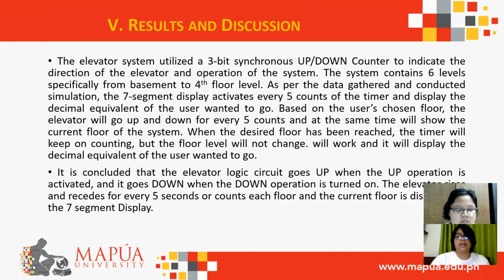As per the data gathered from the conducted simulation, the 7-segment display activates every 5 counts of the timer and displays the decimal equivalent of the user's desired level. So based on the user's chosen floor, the elevator will go up and down for every 5 counts, and at the same time will show the current floor of the system. When the desired floor has been reached, the timer will keep on counting, but the floor level will not change. It will display the decimal value the user wanted to go.